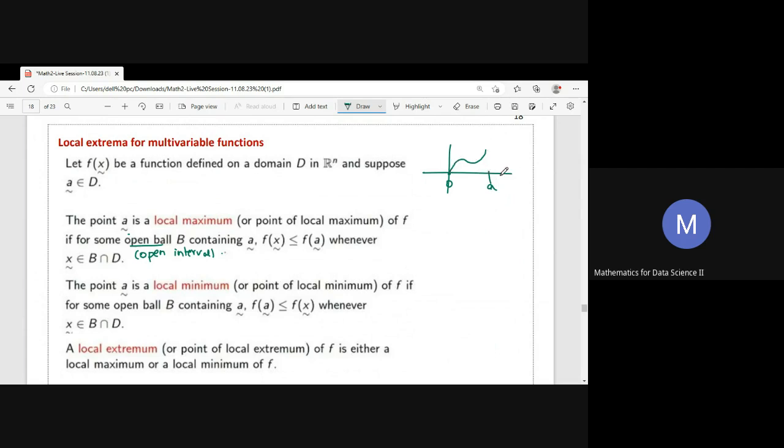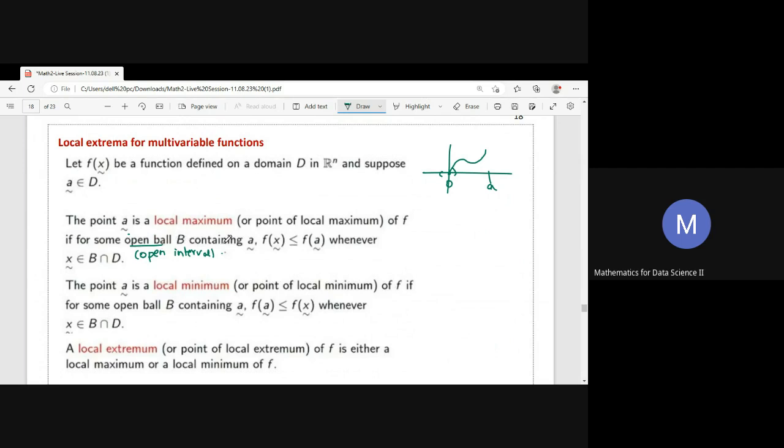It cannot be a local minimum, because it has to be on the curve. It cannot be at the ending. You should have an open ball, or an open interval in the case of one variable, containing this point. But that is not the case. That is why this point cannot be a local minimum. The same is stated using the concept of open balls here.